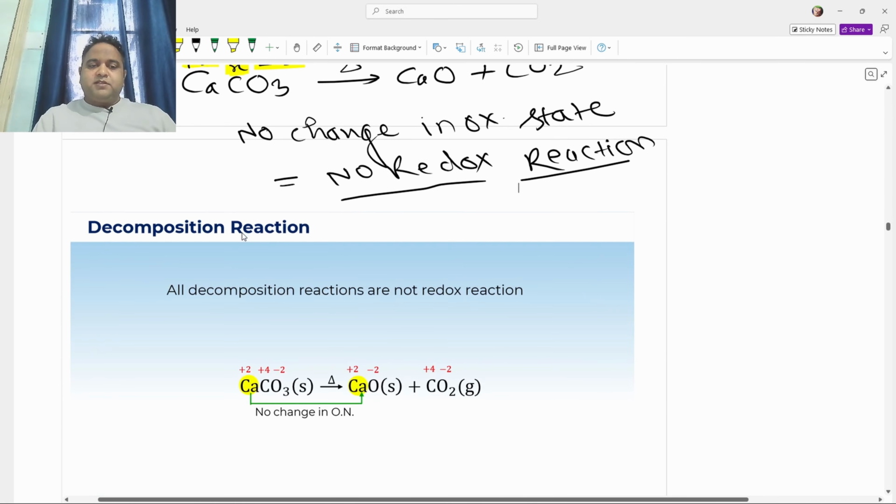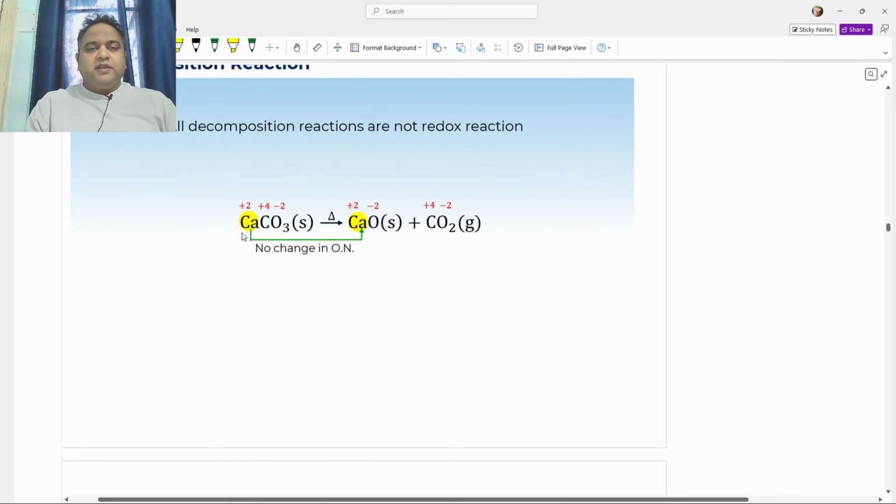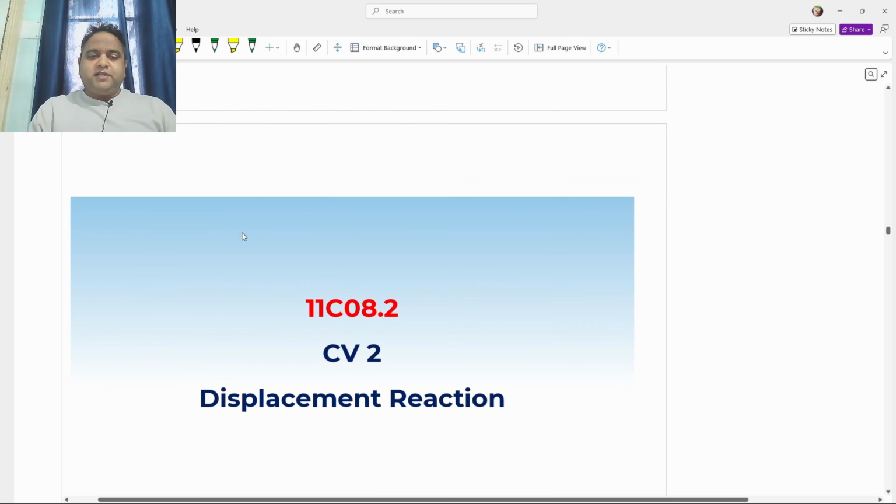Oh, I've given this idea about this. Decomposition reaction is not always a redox reaction. Got it? A decomposition reaction can be a redox reaction only when there is a change in oxidation state.